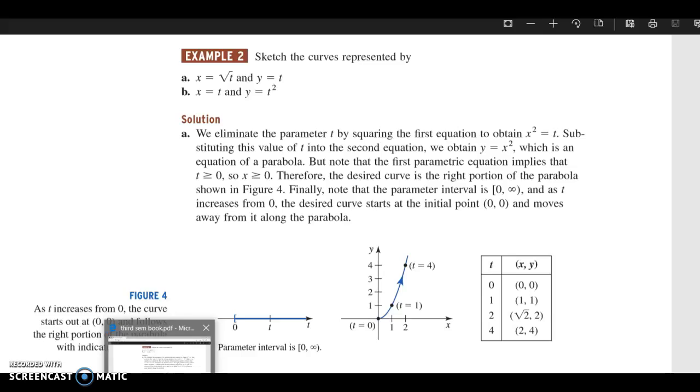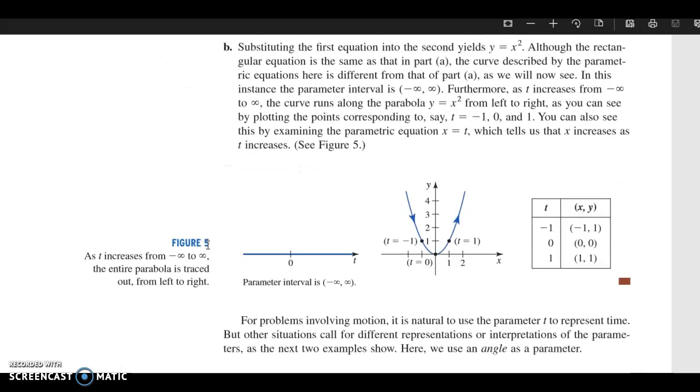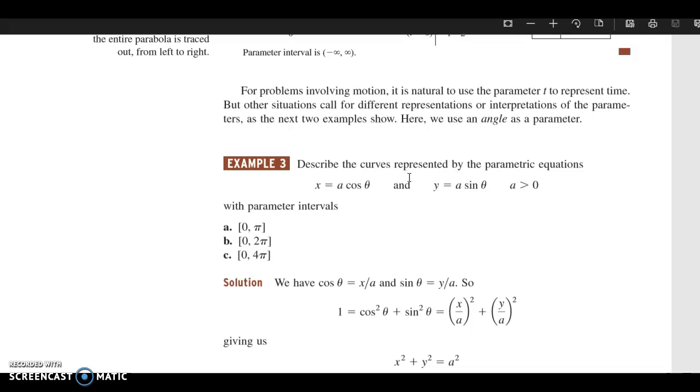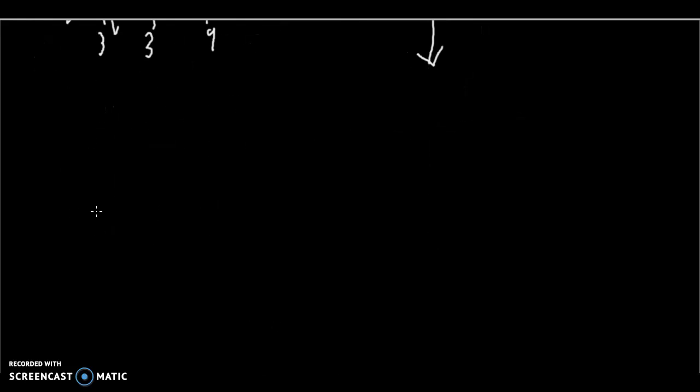Like this way, we have to do the problems. In the next problem, we have to describe the curves represented by the parametric equations x equal to cos theta, y equal to a sin theta, where a is greater than 0, with the parameter interval closed interval 0 to pi. This is the fourth question. We can explain these questions in the next video, after that we have to do it carefully. Okay, thank you.